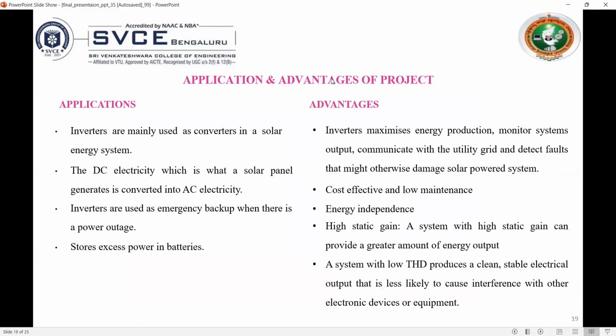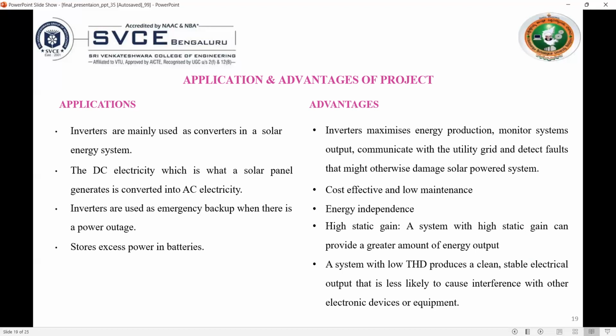Coming up to the applications and advantages of the project. In applications, inverters are mainly used in a solar energy system to convert the DC electricity, which is what a solar panel generates, into AC electricity. Inverters are used as emergency backup when there is a power outage, and store excess power in the battery. Coming up to the advantages, inverters maximize energy production, monitor system output, communicate with the utility grid, and detect faults that might otherwise damage the solar panel power system. Cost effective and low maintenance, energy independence.